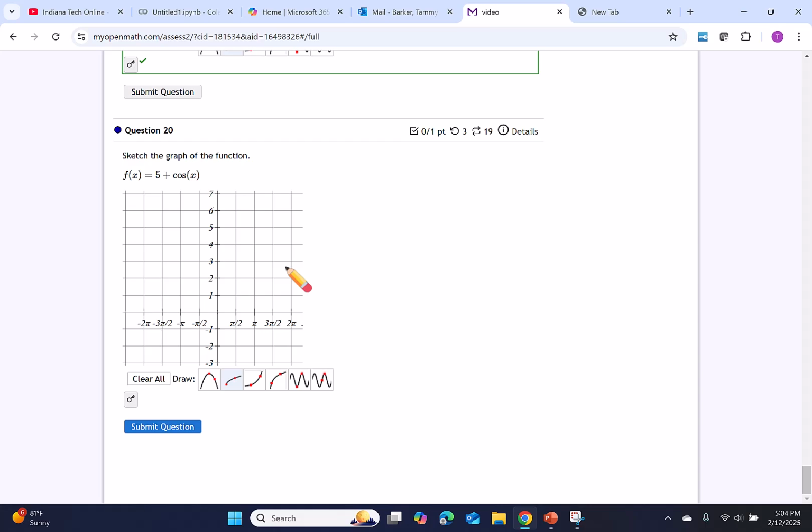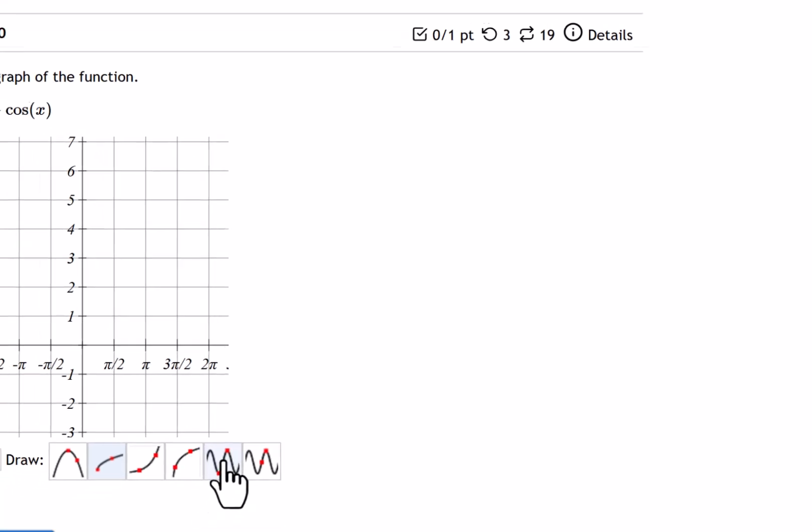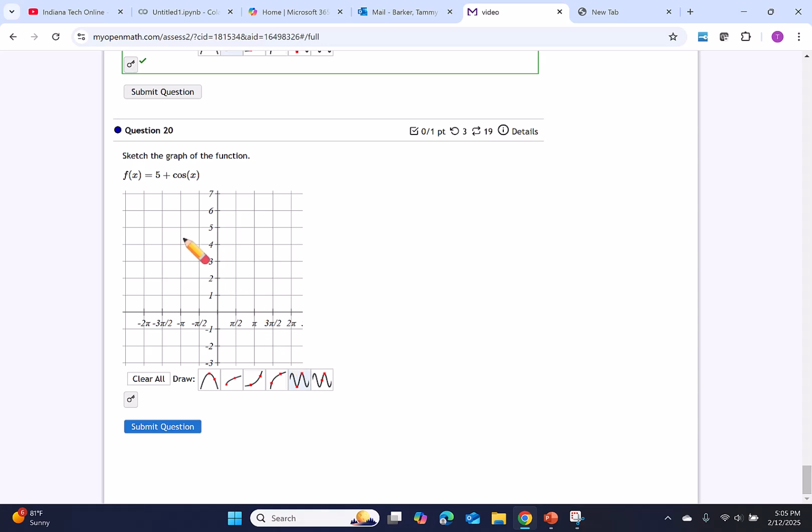Let's try cosine. This time I have 5 plus cosine of x. So I know when I have cosine, I should pick the graph that has the dot at the max and the min. Then I think about the plus 5 says I'm going to move up 5. Cosine usually starts at 0, 1. 1 plus 5 says go up to 6.